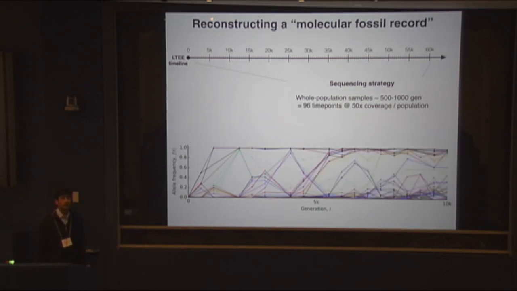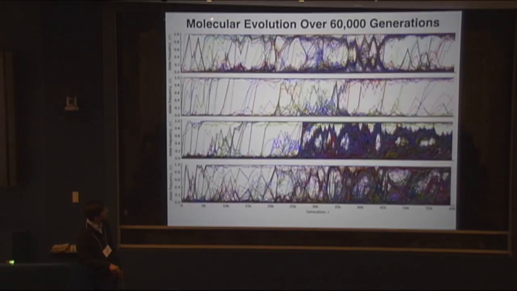There are 12 lines. The limiting factor in doing this is actually getting them out of the freezers. So far, we've done 4 of the lines, and this is what they look like. Each of these panels is an independent population, started from an identical genotype, evolved forward in time. Each of these lines within a panel is a mutation, and its frequency is a function of time. Of course, we know what these mutations are, and I'll talk about that in a few minutes.